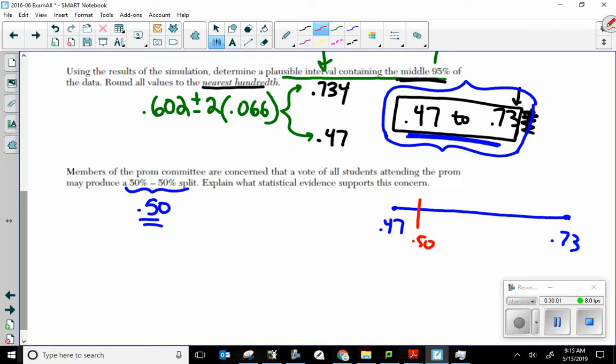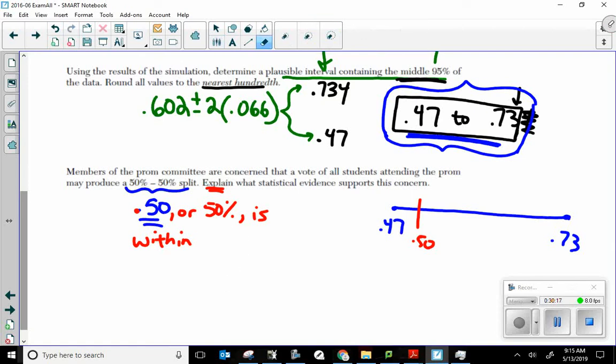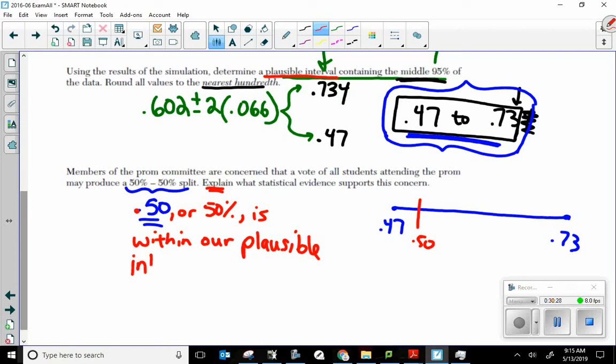And that's exactly how I state it. It says explain. So 0.50, or 50%, is within, and I'm going to use their words, our plausible interval. So it can happen.